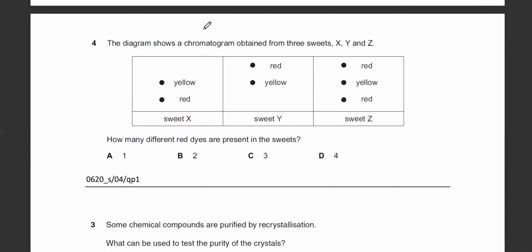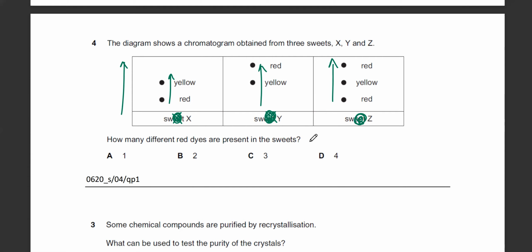Anyways, next one is a diagram shows a chromatogram obtained from three sweets. I mean, this is an oversimplification. So this is where he did three sweets. This is the spot where he's placing the sweets, and he dips them in a solvent. So the solvent starts traveling upwards, and the dyes start to separate, right? So he's saying how many different red dyes are present in the sweets.